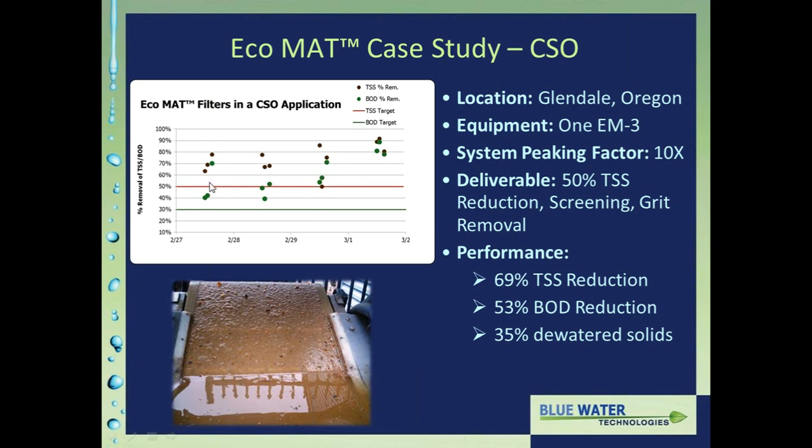So here you can see in the chart there's both TSS and BOD graphed. And the TSS removal, you can see multiple points throughout the test period, averaging roughly 70% removal, and even up to a high of 80 to 90% of TSS removal. That's with an influent of roughly 100 milligrams per liter going in, and so it'd be 30 or less milligrams per liter of TSS leaving the pass-through screen, this treatment system.